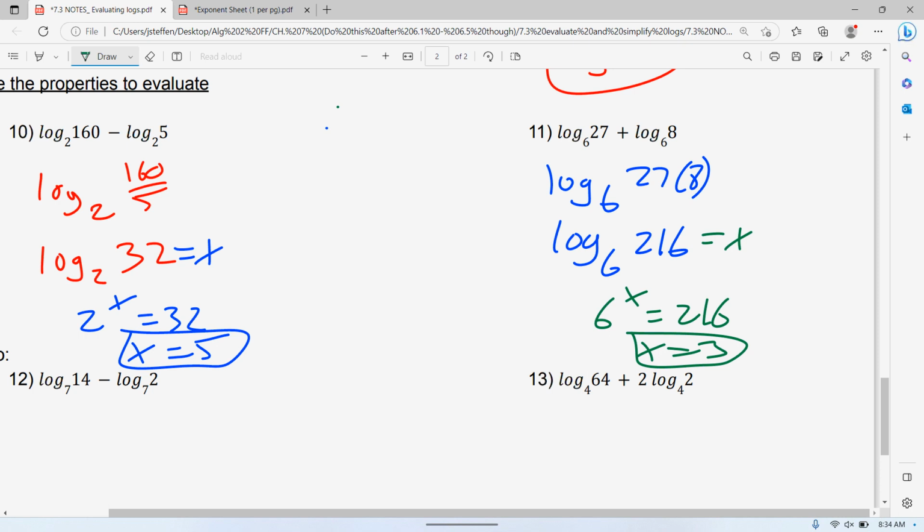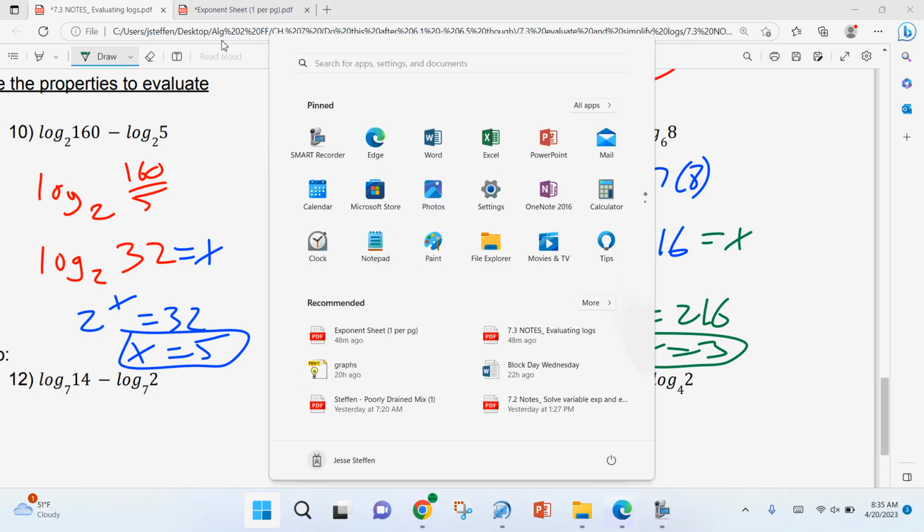Number 12 is not the worst thing ever. Wait a second. We'll put these answers up here in a bit.